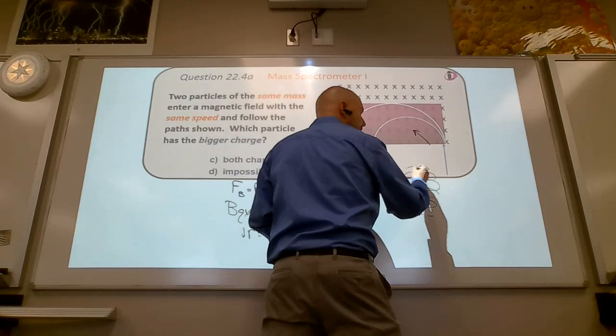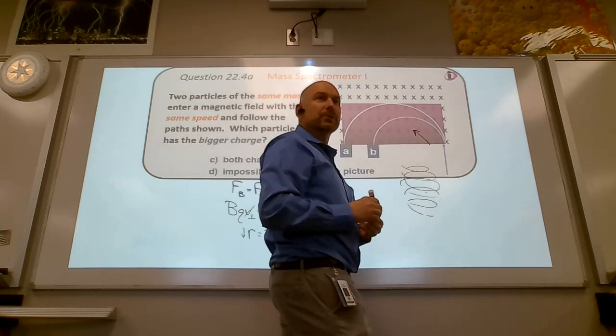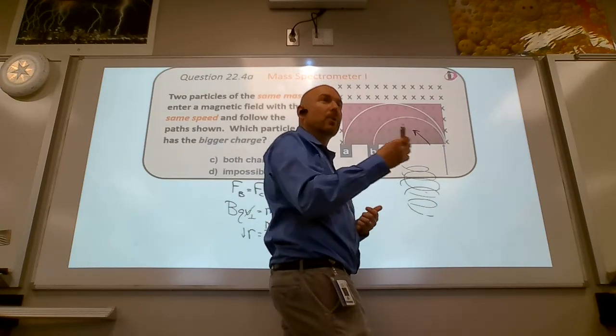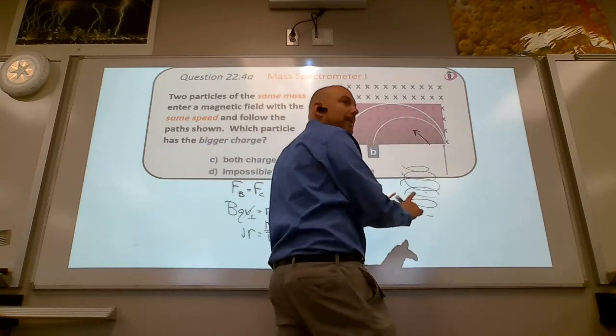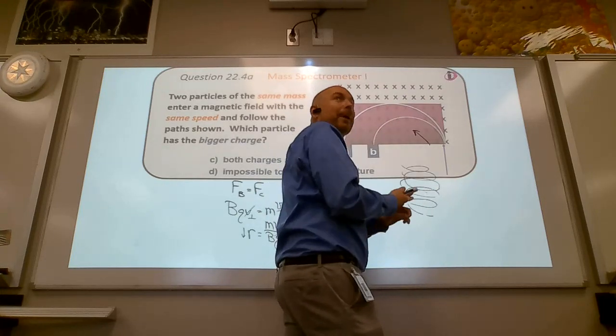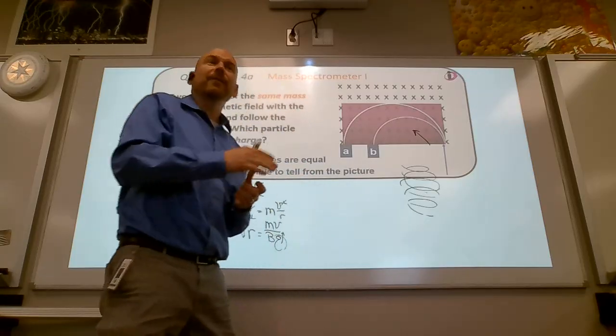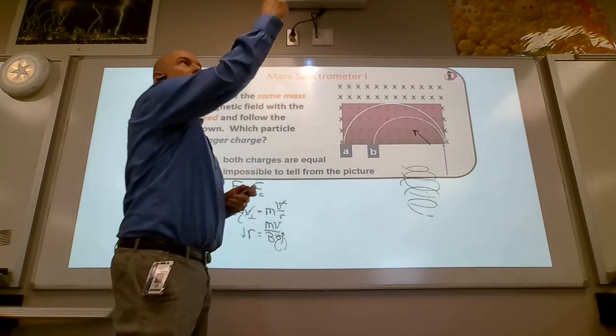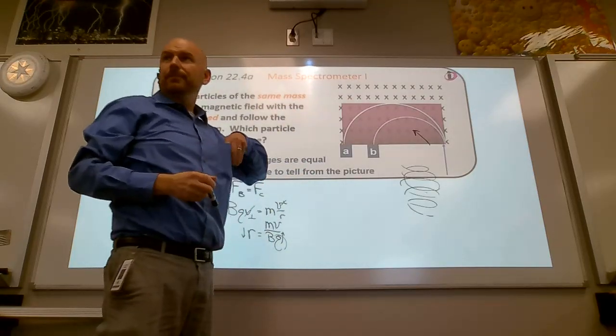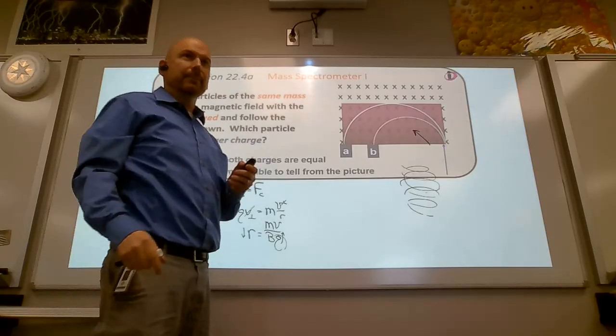Does that make sense? It'll still do a circle with the component that's perpendicular, but the part that's going parallel to the magnetic field is not affected, so that's why it's going to spiral up or spiral down or wherever. Okay.